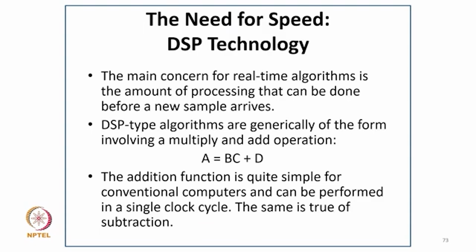Coming to the need for speed of DSP technology, the main concern of real-time algorithms is the amount of processing that can be done before a new sample arrives, and DSP type algorithms are generally of the form involving multiply and add, as A equals B times C plus D. The addition function is quite simple for conventional computers and can be performed in a single clock cycle. The same is true for subtraction.